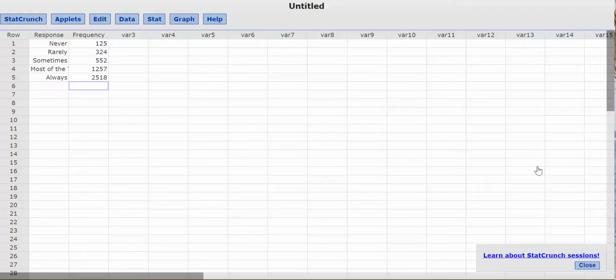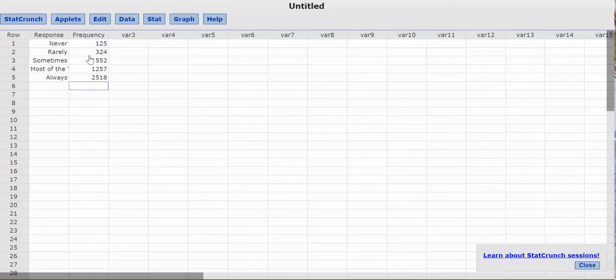Sometimes we might want to create a relative frequency distribution table from some data that we are already looking at. So that's what we're going to look at in this particular video. If I'm given data that's already summarized, like I am in this data over here, I'm looking at the frequency with which a particular response was given. So I have 125 for nevers, 325 for rarely, and so on.